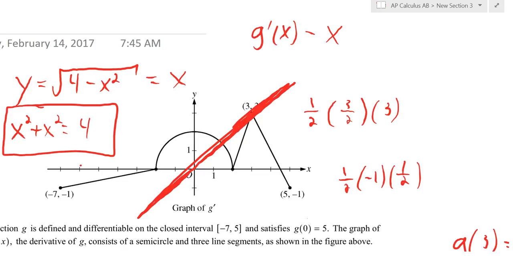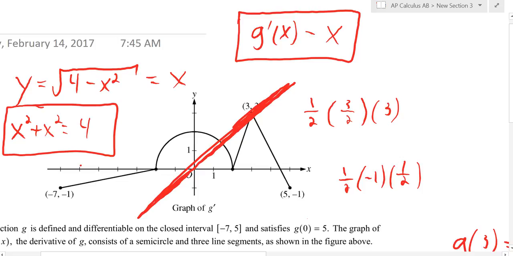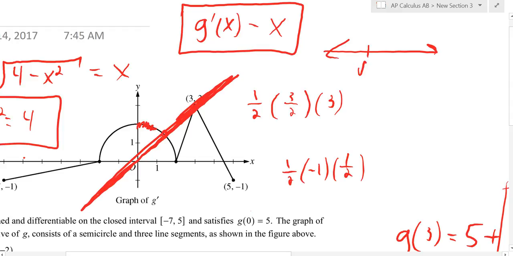Well, it turns out that since it's g prime minus x, let's just go through. Look, g prime is the graph we're looking at. X is this red line. Before I get to this point, what's bigger, g prime or x? G prime is bigger, so g prime minus x must be positive. Cool? So let's make our number line. We got our points, right? There's a point at root 2, there's a point at 3. Before I get to root 2, it's positive, because g prime is above the line. After I go past root 2, g prime is below the line. So now g prime minus x is negative.